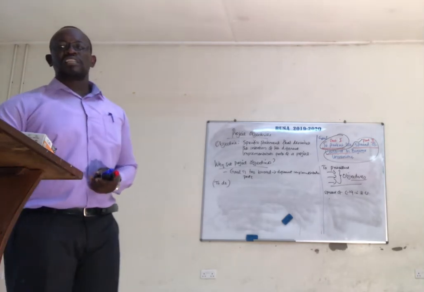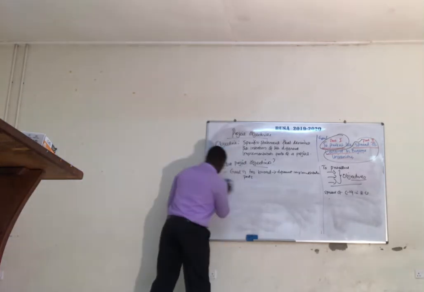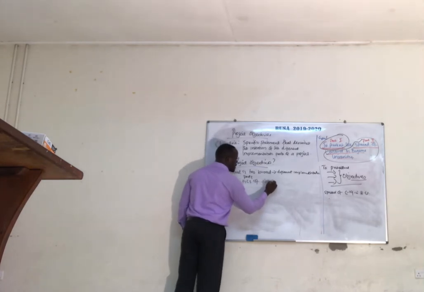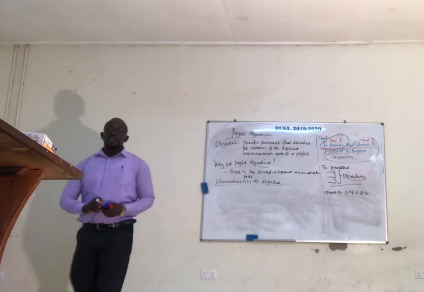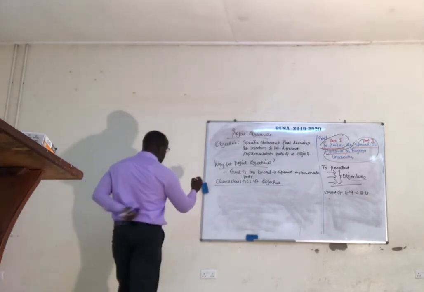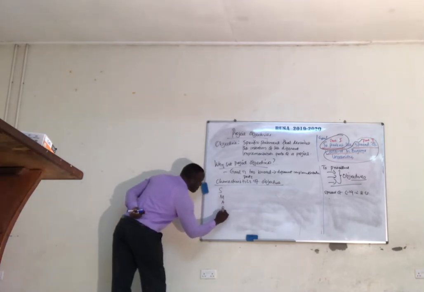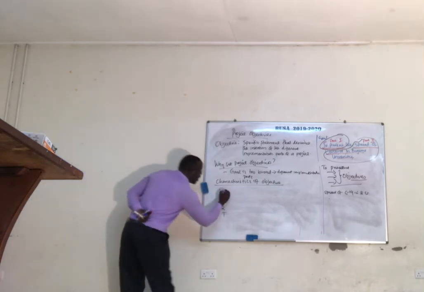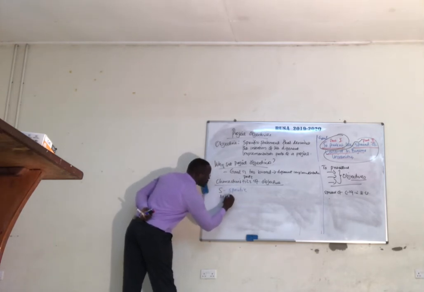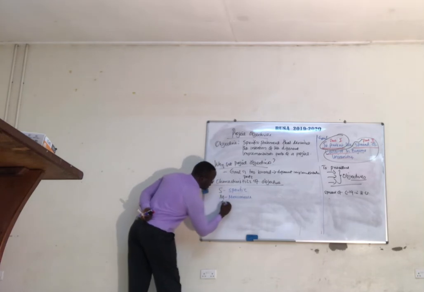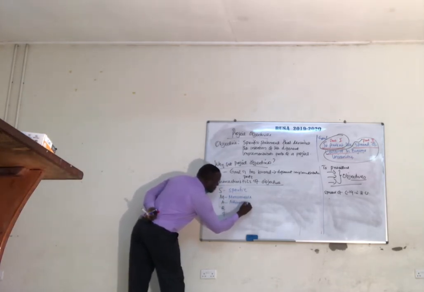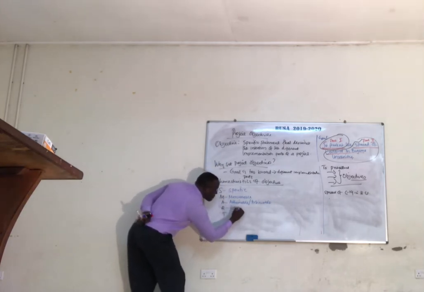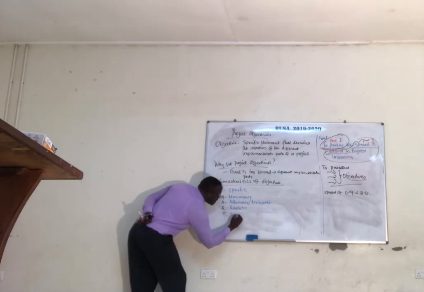And this tells me that even objectives have their characteristics. Characteristics of an objective can be acronymed, and it has been acronymed as SMART. Many people know this, SMART. They say an objective must be, one, specific. Two, it must be measurable. Three, it must be attainable, or achievable. Four, it must be realistic. And number five, they say it must be time bound.